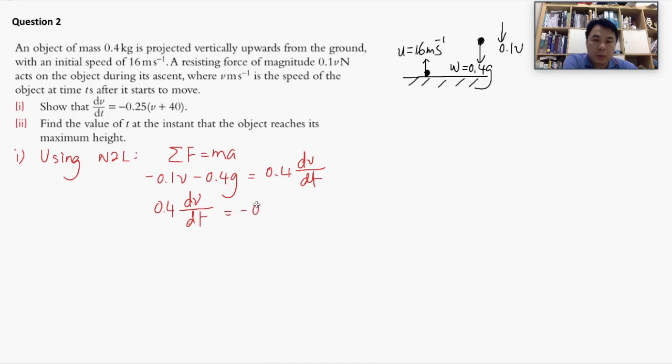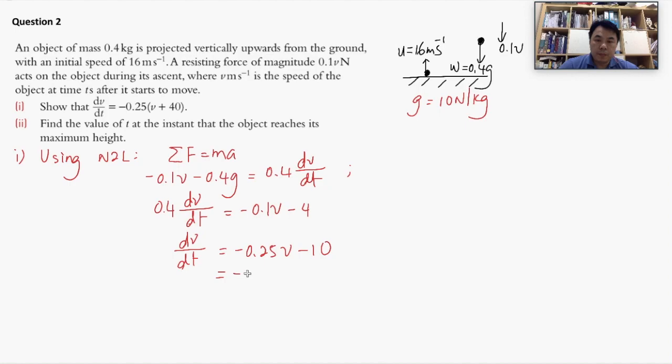That will be negative 0.1 v. Now, just to make a remark, we are using g equal to 10 Newton per kg. So therefore, we can write this as 4 instead. And then by simplifying, we have the rate of change in velocity given as negative 0.25 v minus 10. And then of course you can further factorize that.